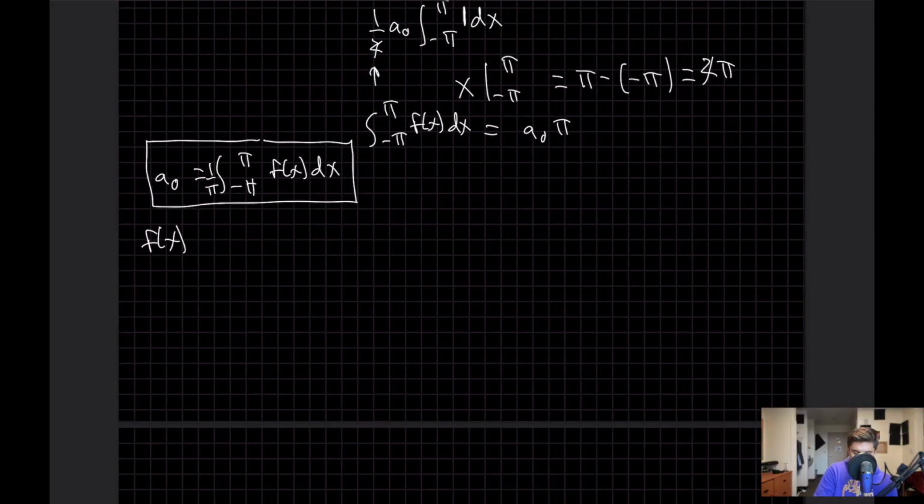Sweet. So now let's try a similar methodology, but instead let's find what a sub n is. The process for doing this is very similar. We have f of x equals 1/2 a naught plus the infinite sum from n equals 1 to infinity of a sub n cosine of nx plus b sub n sine of nx.